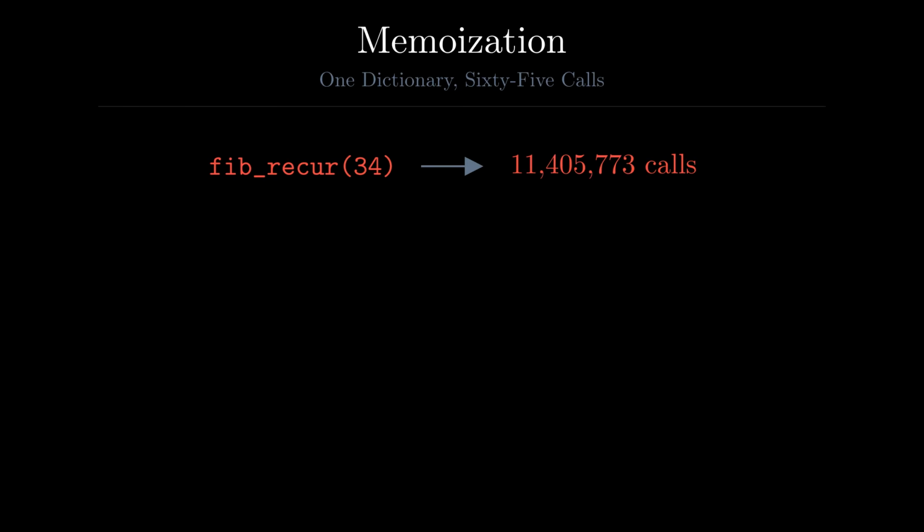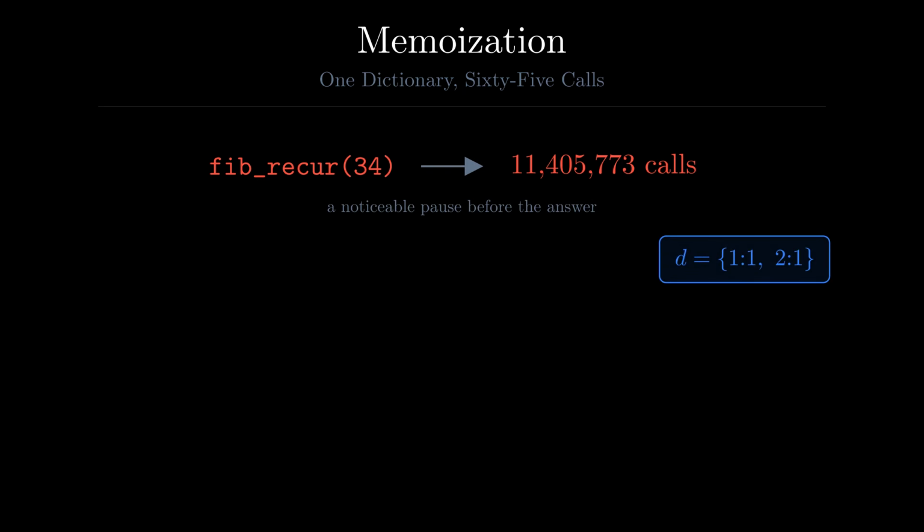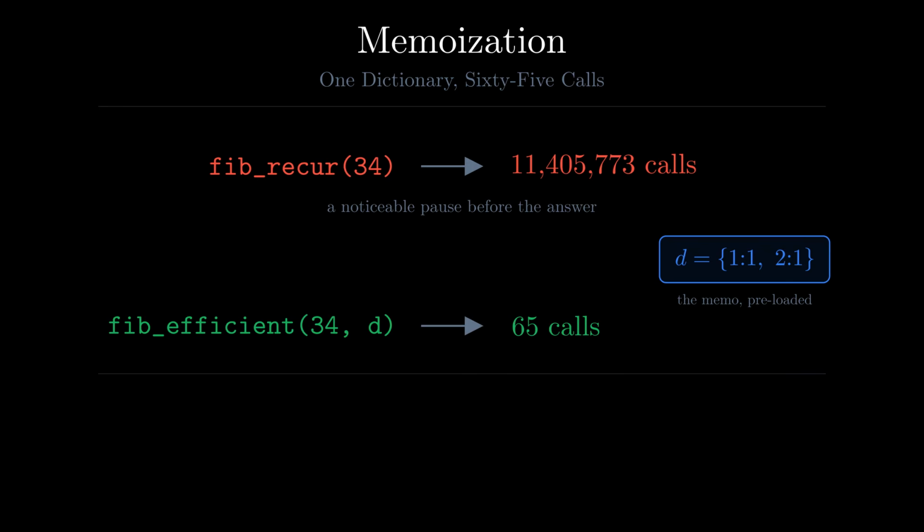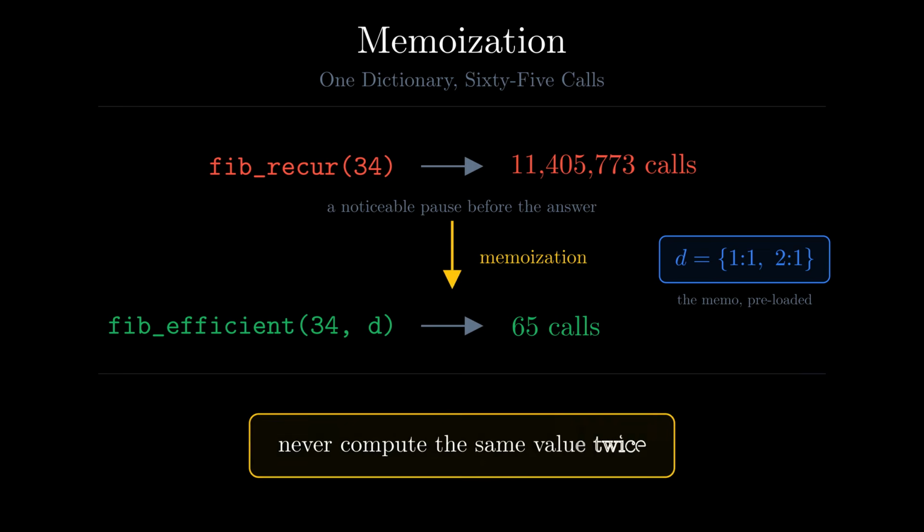Computing the 34th Fibonacci number with the naive recursive function from last video takes over 11 million function calls, and a noticeable pause before the answer appears. In this video, we add one dictionary to that function and cut those 11 million calls down to 65. The technique is called memoization, and its whole idea is to never compute the same value twice.